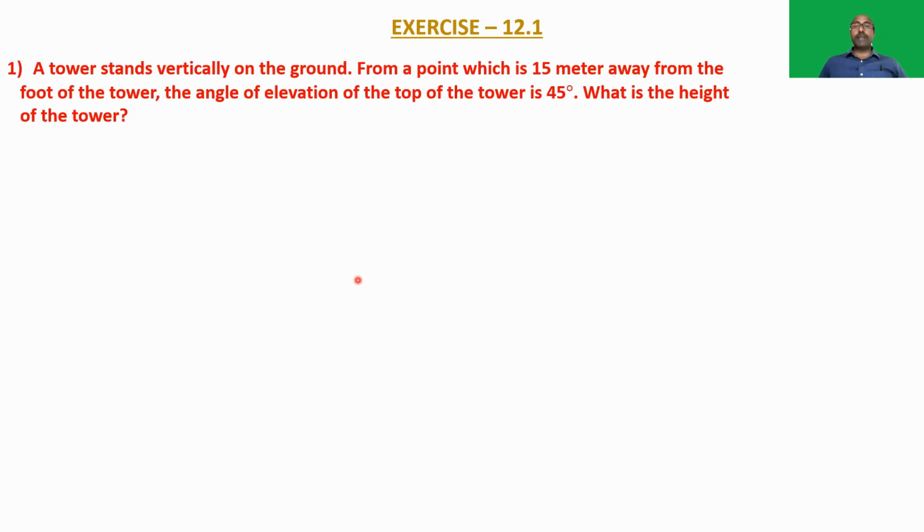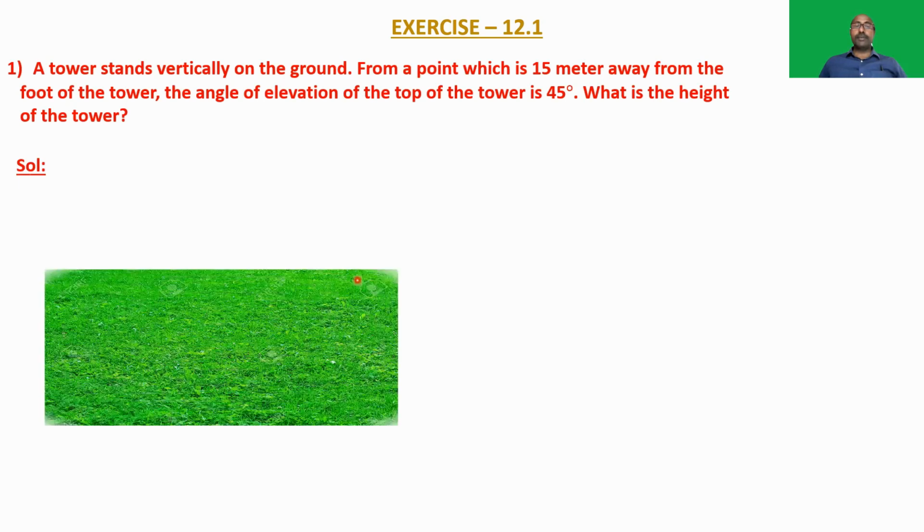So before solving this type of problems, we must imagine the situation according to the problem. That is an important thing. We must imagine the situation. So let us imagine the situation together. So here it is a beautiful lawn and there is a tower standing vertically on the ground, and from the point which is 15 meters away from the foot of the tower, the angle of elevation of the top of the tower is 45 degrees. What is the height of the tower? It is the question.